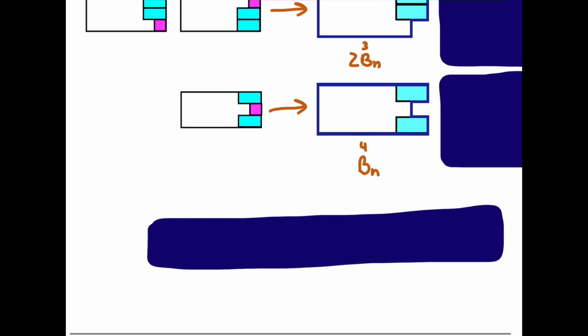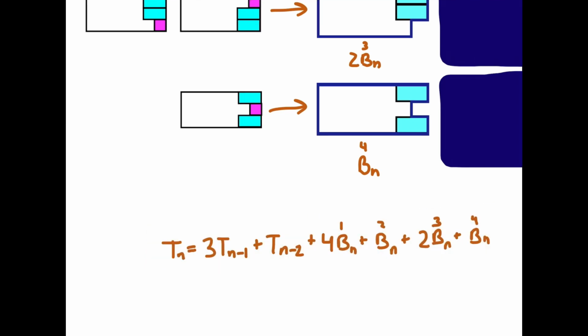Thus, the first general solution for t sub n is equal to 3 times t sub n minus 1 plus t sub n minus 2 plus 4 times b1n plus b2n plus 2 times b3n plus b4n.